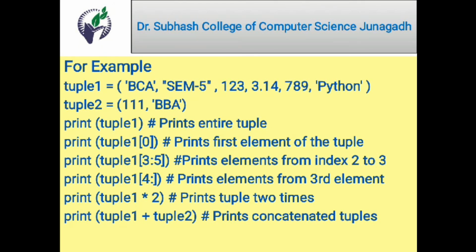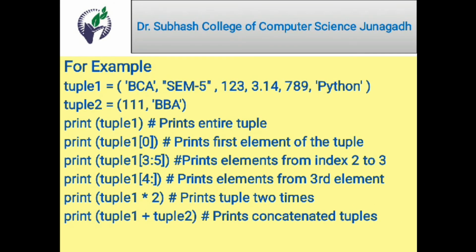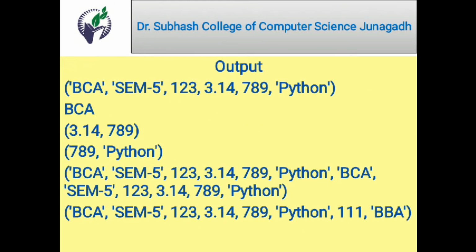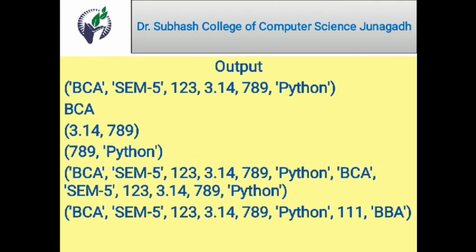Now, tuple 1 will print the entire tuple: BCA, SEM, 5, 1, 2, 3. Let's see the output. Here the entire tuple is printed. In the same way, tuple 0 will print the first element, that is BCA. The third statement starts from the third element and goes up to the fourth element, so here it is 3.14.